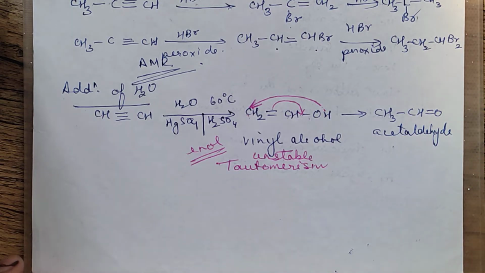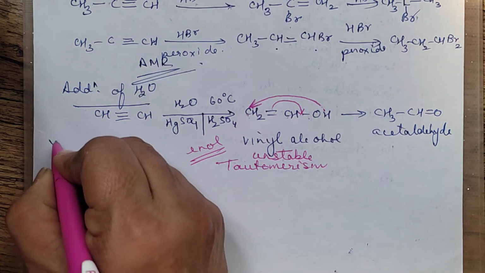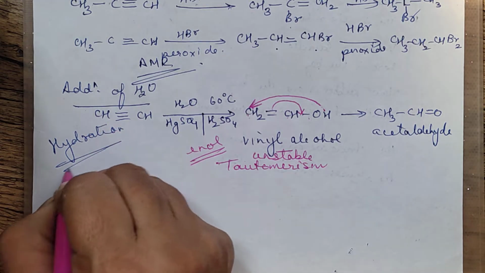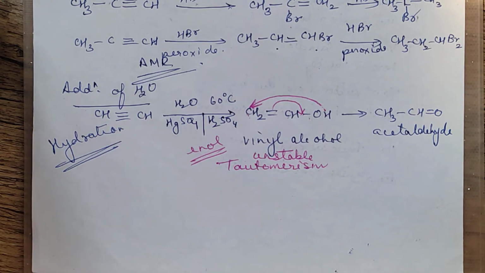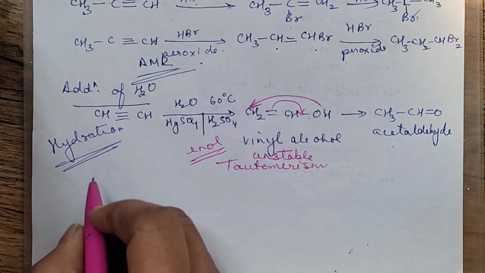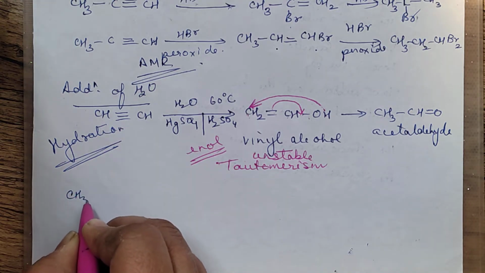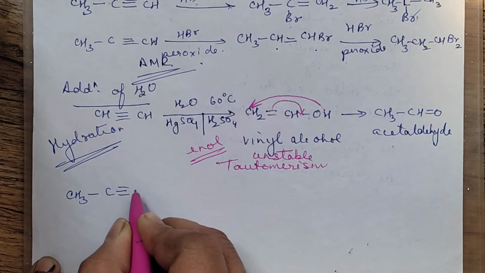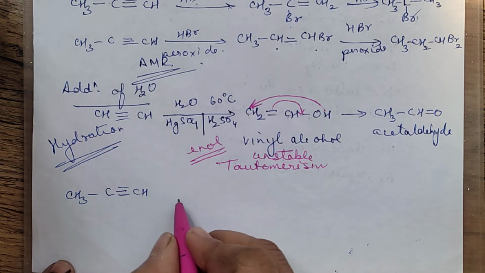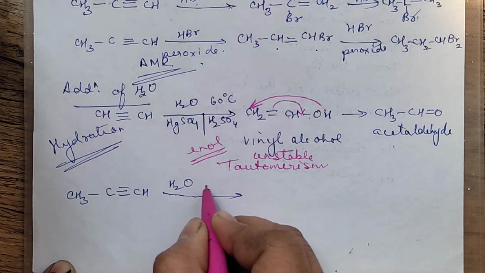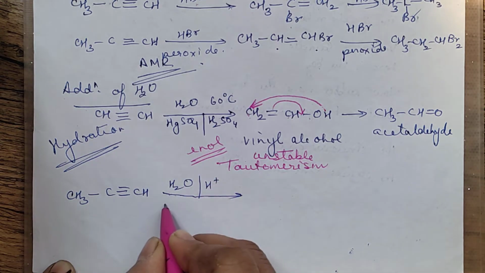Acetaldehyde. It's ethanol which is obtained. It's a very stable product. Basically, the reaction is hydration of alkynes. You're adding water, and for the addition of water, acid medium was required. Now, in case you have some unsymmetrical alkyne, for example CH3, C triple bond CH, you have an unsymmetrical alkyne.